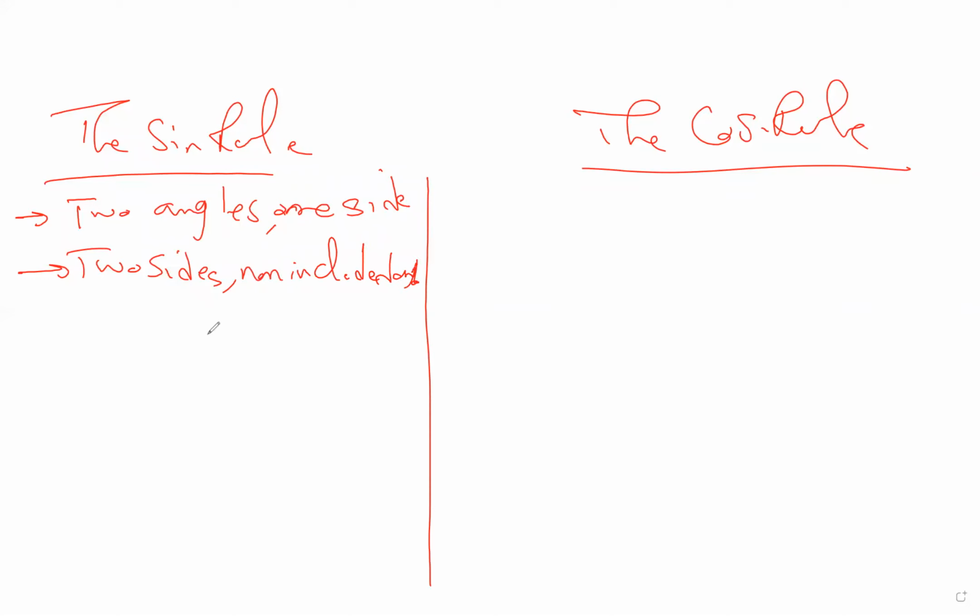Okay, for example, if we have a triangle like this one, ABC, and this angle is 35 degrees, and this angle is 60 degrees, and this side is 12. Can we find the length of AC or AB by using this rule?